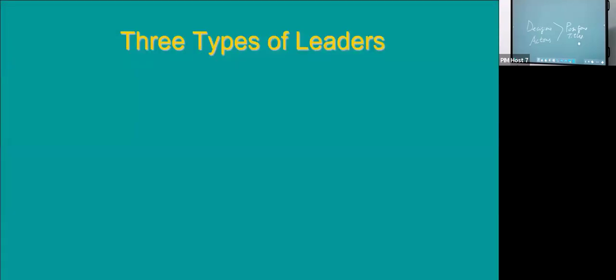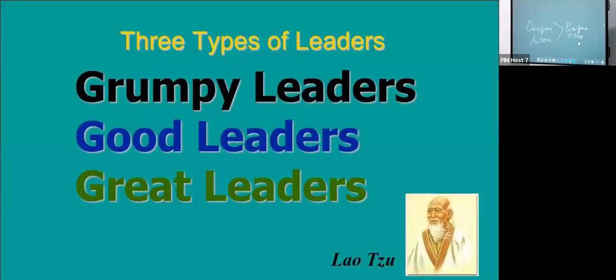Three types of leaders. Who said? Lao Tzu. Who is Lao Tzu? Founder of Confucianism. Have you heard about Confucianism? An ancient tradition in China, Confucianism. I hope he was not confused. So he says three types of leaders. Who are they? Say out loud. Grumpy leaders, good leaders, and great leaders.